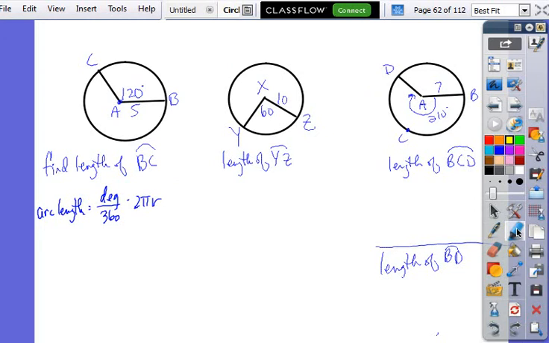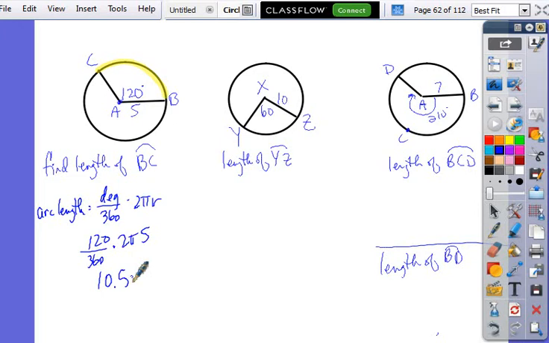It's asking me to find the length of BC. Does the 120 match that arc? Yes. So 120 is the right degree over 360 times 2 pi r. R in this case is 5. So type that in the calculator. All right, so 120 over 360 times 2 pi 5, you get 10.5. We good on that? All right, see if you can do that second one right there.